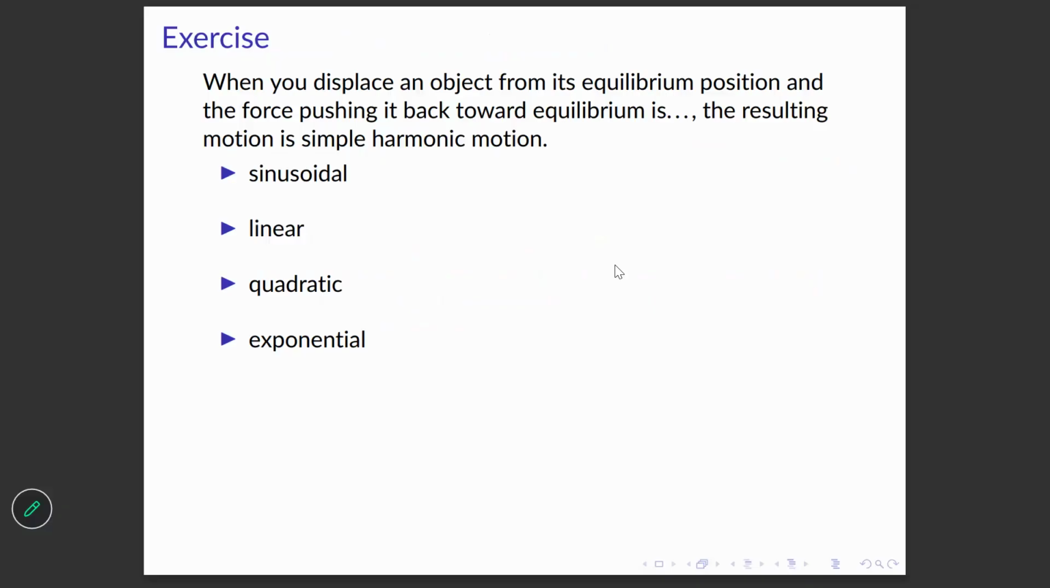That said, let me give you this first. When you displace an object from its equilibrium position and the force pushes it back in what fashion, what gives you simple harmonic motion? Think about it, and then I want you to vote 1, 2, 3, or 4.